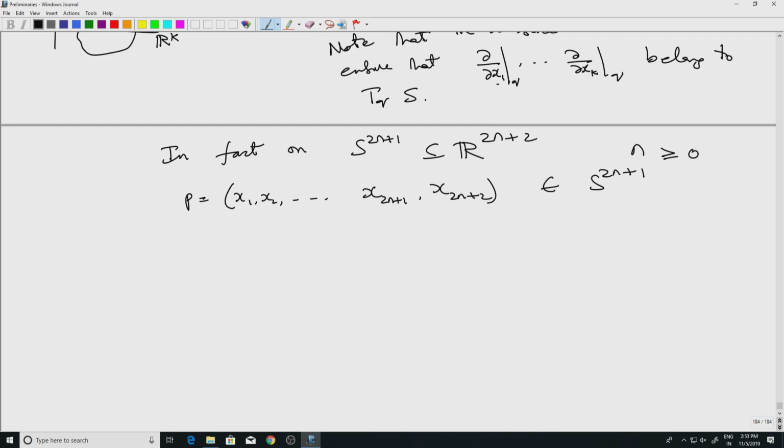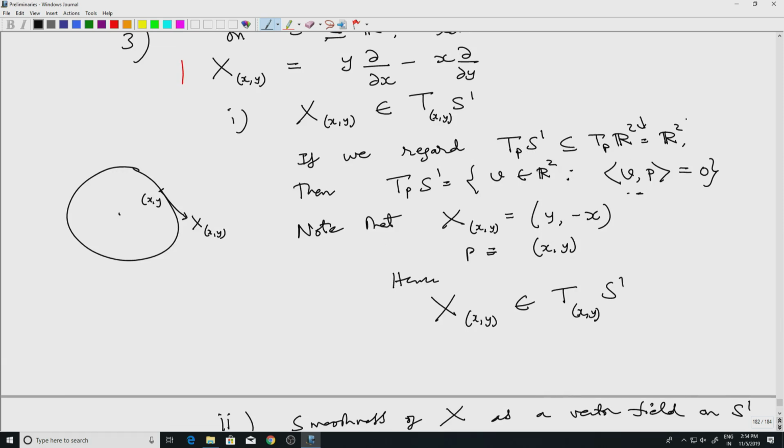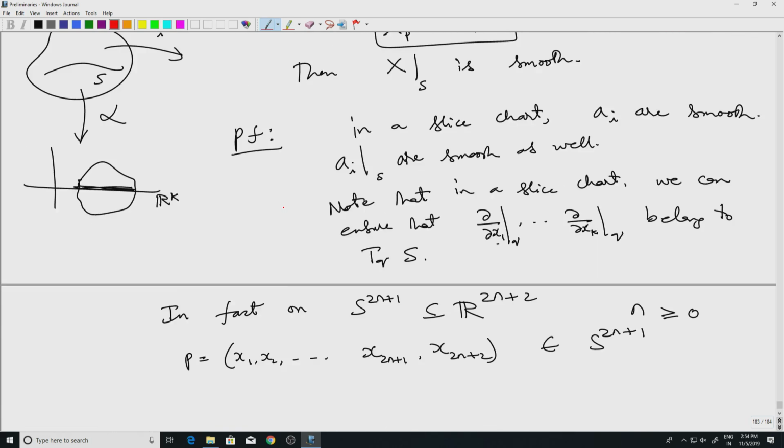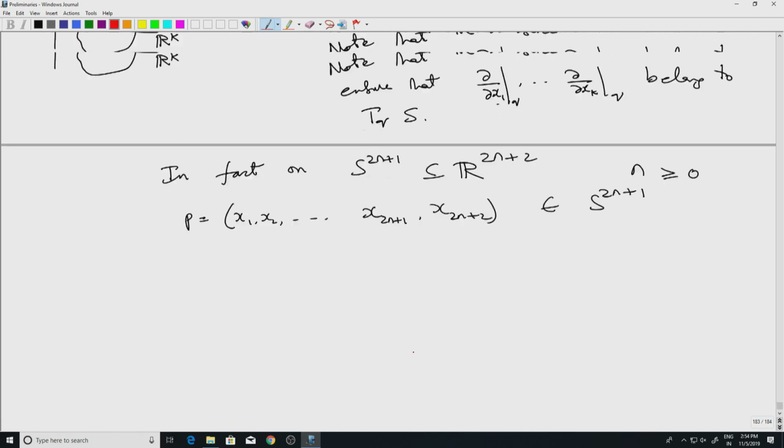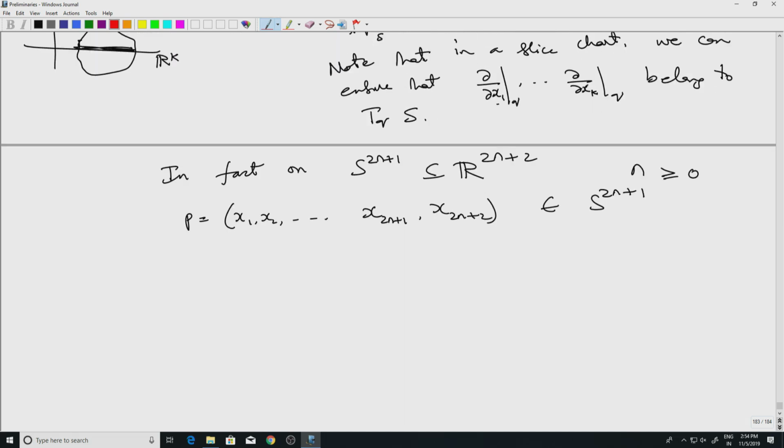Again, the tangent space to the sphere in any dimension, we know by the regular value theorem, is still given by the right hand side. At the point P, it consists of all vectors V such that V inner product with P is 0, as a subspace of the ambient Euclidean space. So in this case too, that's the case. To come up with a vector field, I just use X at P.